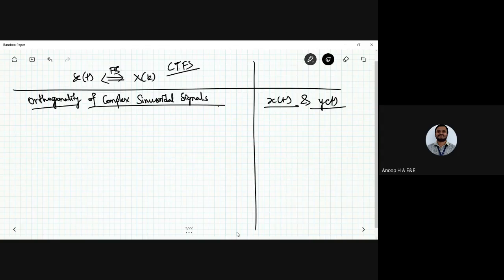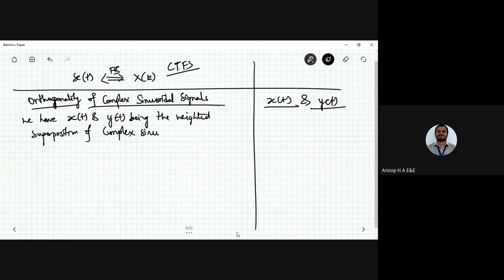I'm going to analyze x of t and y of t, and realize the complex sinusoidal signals. When I say complex sinusoidal signals, its conjugate will also come into the picture, right? Let us talk about this one. We have x of t and y of t being weighted superpositions of complex sinusoids.